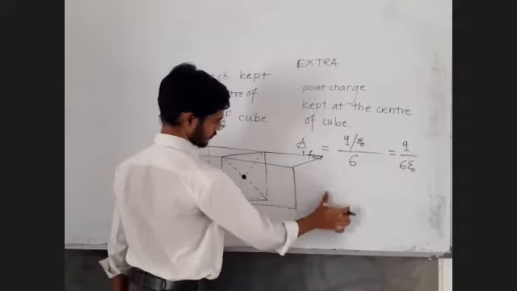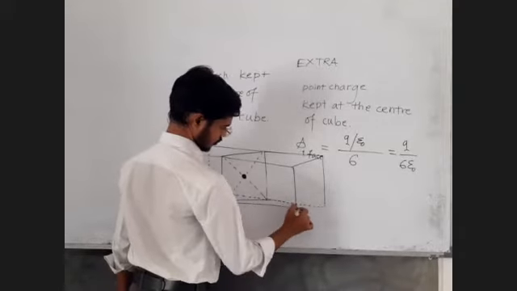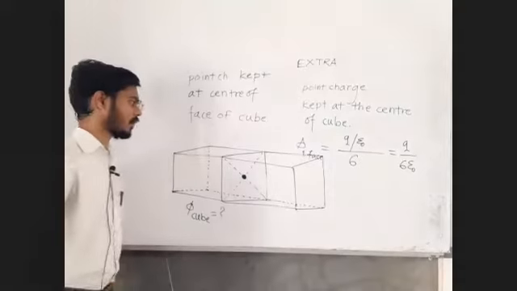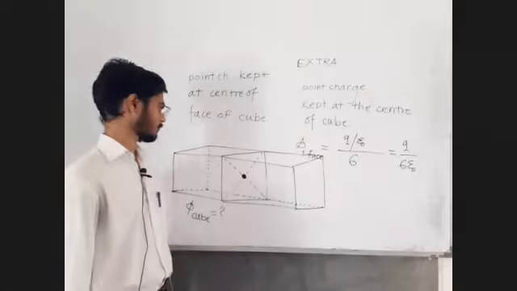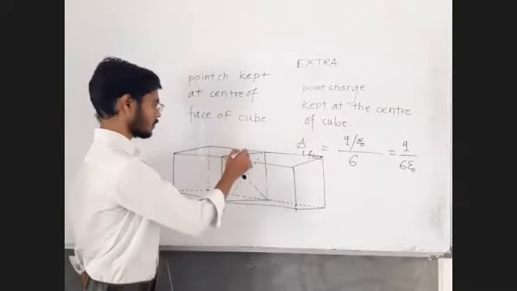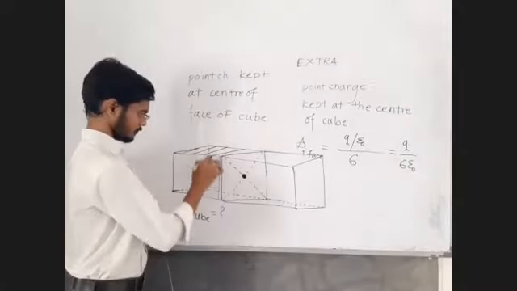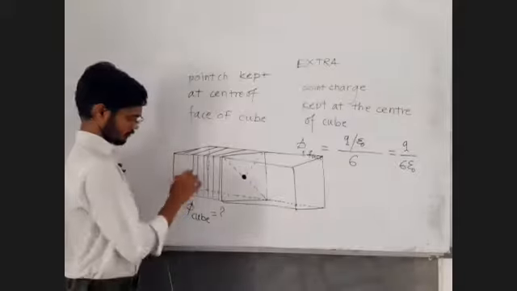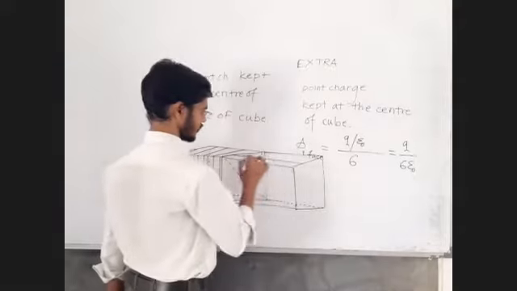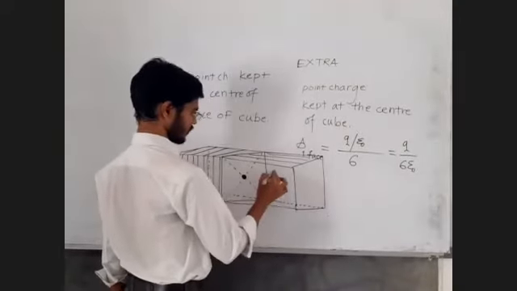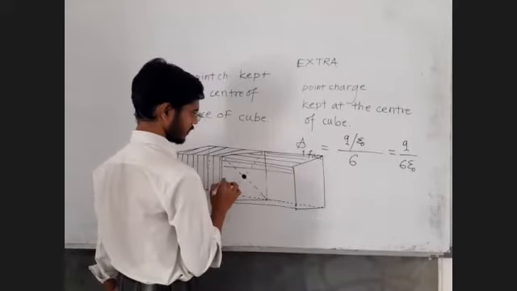Try to understand. You will imagine another cube like this, and now the charge will be enclosed by these two cubes. Okay, these two cubes. So this surface on the left side, and this surface on the right side, these two surfaces will completely enclose the charge.